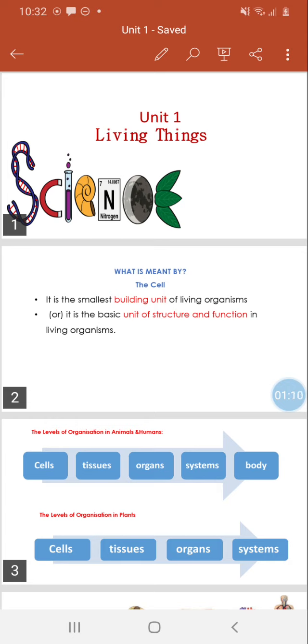Okay? So your body consists of something called systems. And these systems consist of something smaller than them, called organs. What is meant by organs? It's like a part of your body. It can be seen by your eyes or it cannot be seen. It can be inside your body.